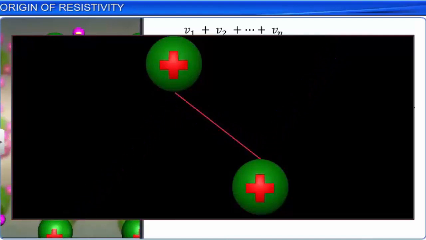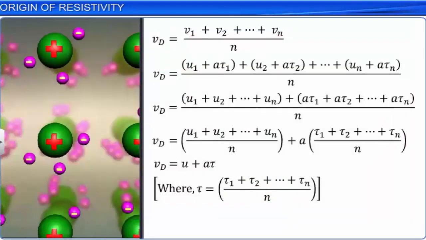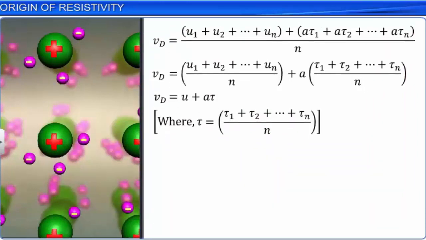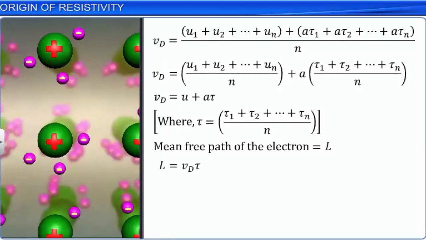Let L be the mean free path of the electron. Then we get L is equal to drift velocity vd into relaxation time tau. Hence, we get vd is equal to L by tau. Let this be equation 3.